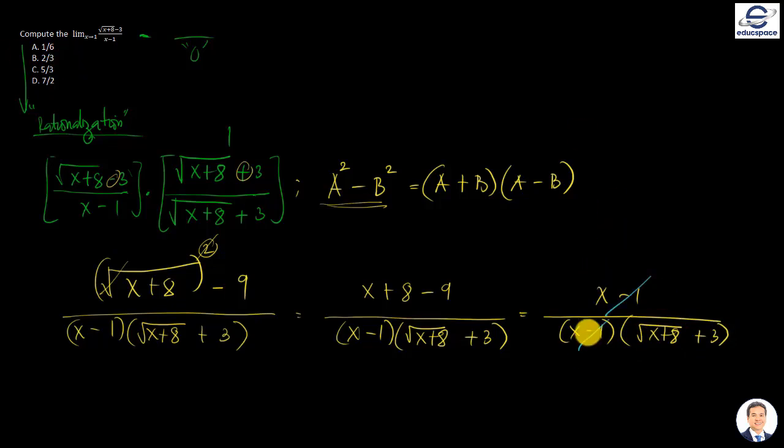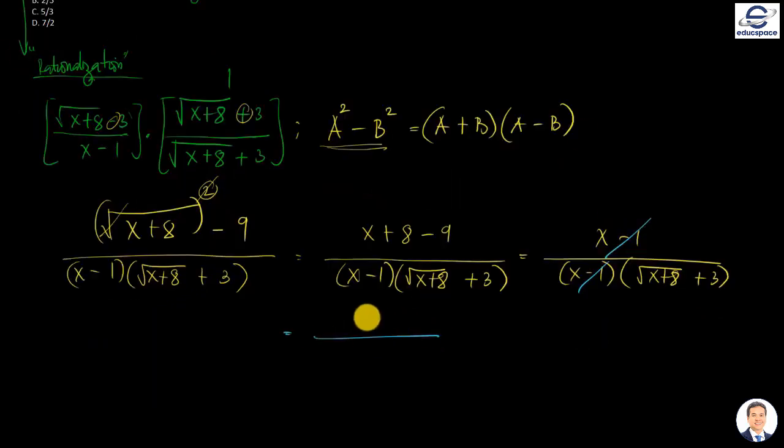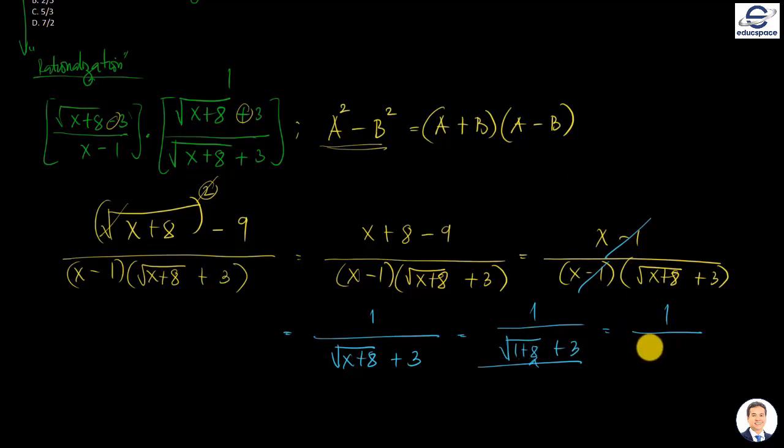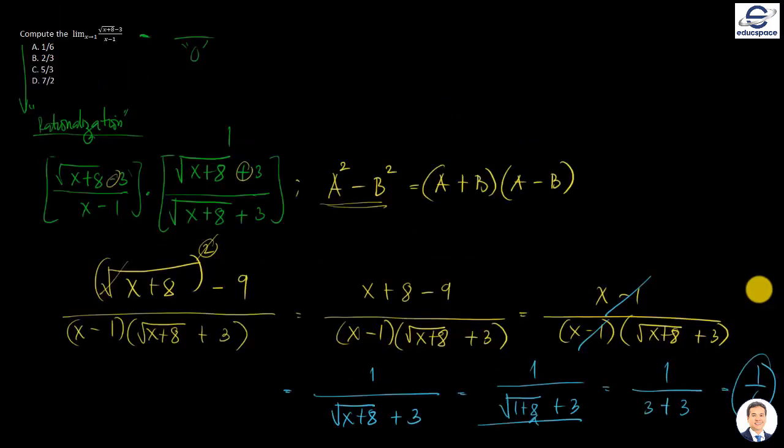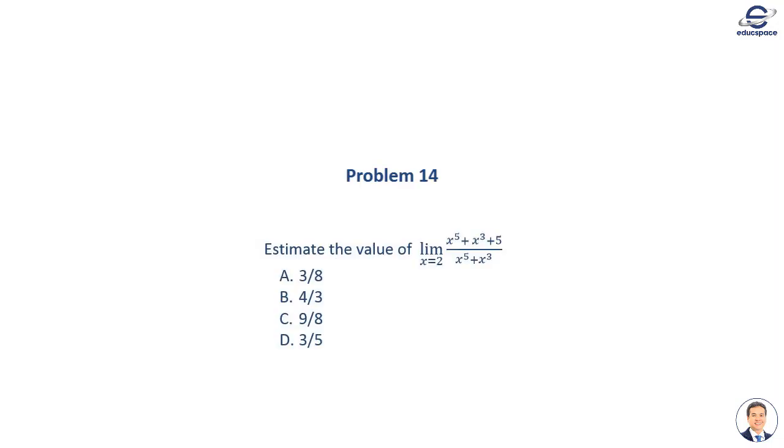So we see that we can cancel this one, and therefore we have 1 over square root of x plus 8 plus 3. We simplify, we plug in the limit, which is equivalent to 1. So that is 1 over square root of 1 plus 8 plus 3. Here we have 3, square root of 9 is 3, plus 3. Therefore 1 over 6. The answer here is letter A.